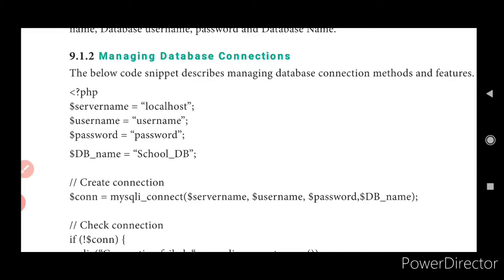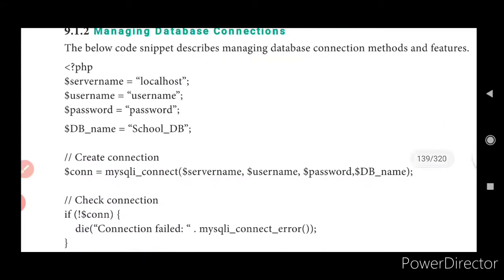Localhost is assigned for your server name. Username is assigned for your username. Password is assigned for your password. And school underscore DB is assigned for your DB underscore name. And now we create the connection. So we write it as $connect is equal to mysqli_connect of server name, username, password, DB name. For all these, the values will be assigned.